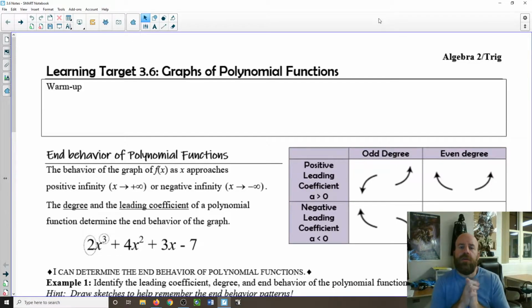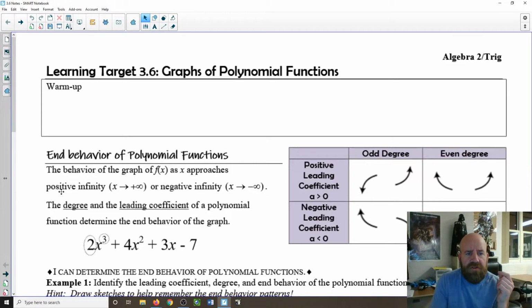Alright, now we're going to take a look at graphs of polynomials. So the first thing we need to look at and talk about is end behavior. The end behavior of a polynomial is what the y values are doing as we move to the left and to the right on the x-axis.